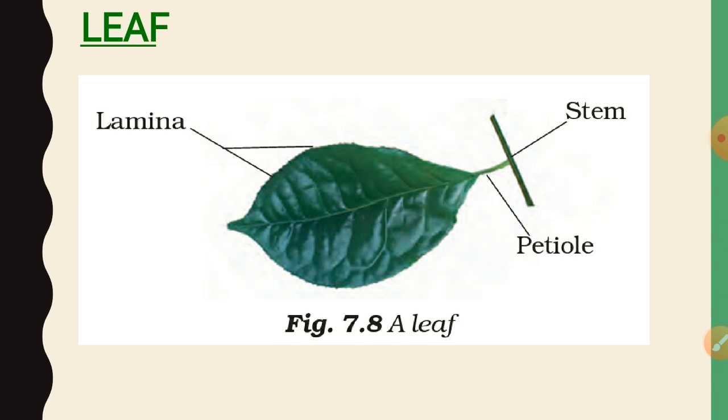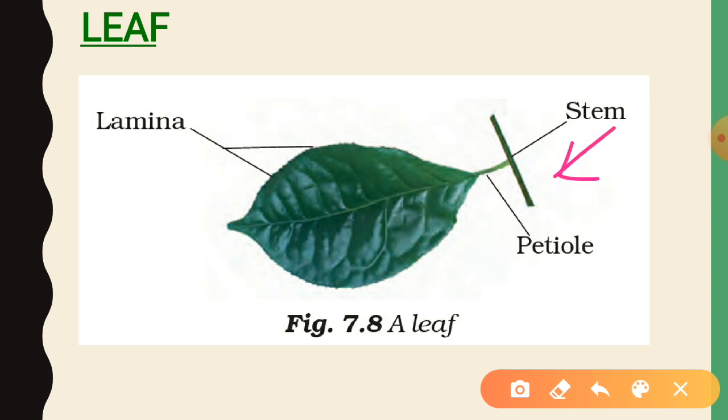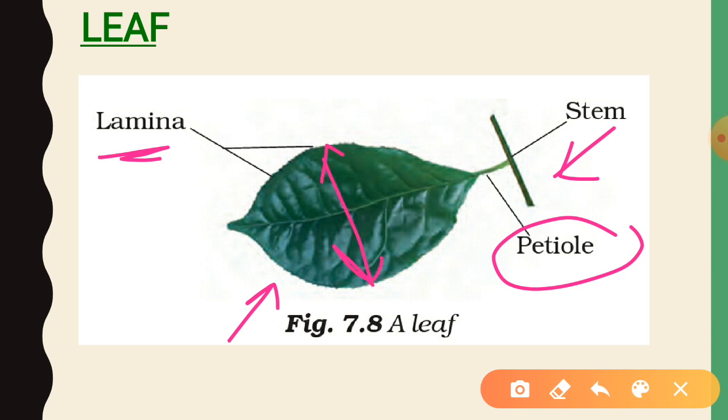If not, you must. Students, the part of a leaf by which it is attached to stem is called petiole. Here in this picture you can see this is the stem and this is our leaf, and it's the petiole which is connecting both of them. The broad green part of leaf, that is called lamina, this one. Okay, the blade of leaf, the broader part, this is the lamina.